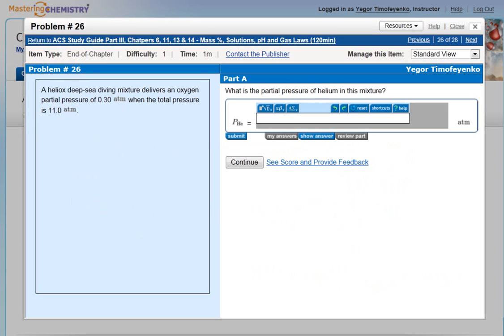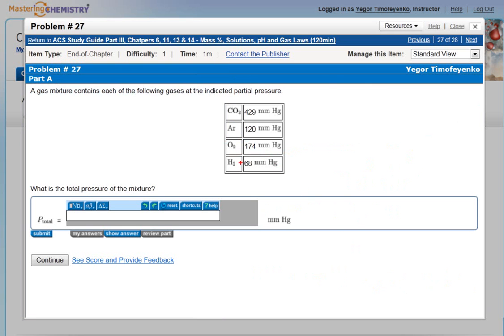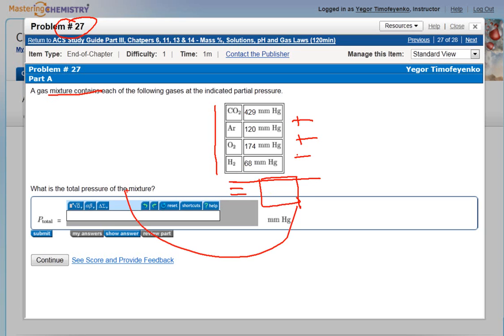In problem number 27, we have a mixture of gases. Here are our partial pressures, and the question is, what is our total pressure? To find the total pressure, you have to sum all of these up to get my total and plug this in.